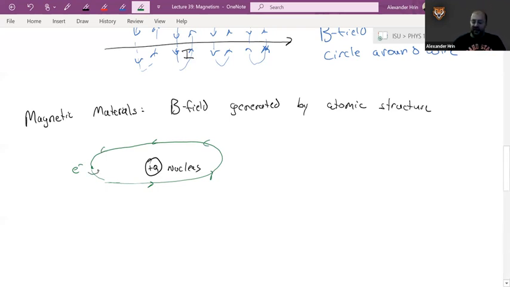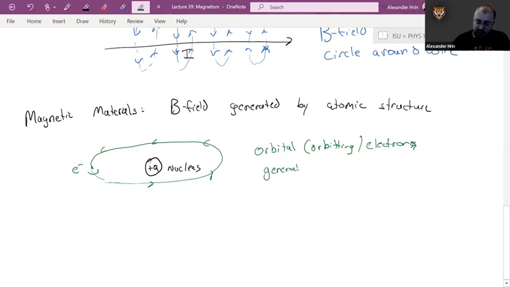Now, fundamentally, this is a quantum mechanical effect, but for simplicity we can think of it as an orbiting electron. So this orbital (orbiting electron) generates a B field. Anytime you have an electron orbiting like this, you will have a B field. In the context of materials, we tend to call this a magnetic moment. I'm not going to get into that too much, but the point is that every atom with an orbiting electron like this has a magnetic moment.